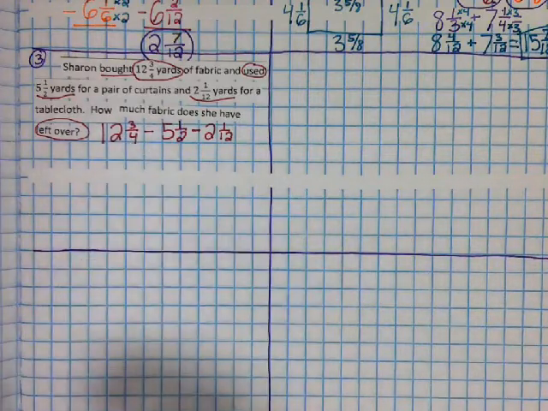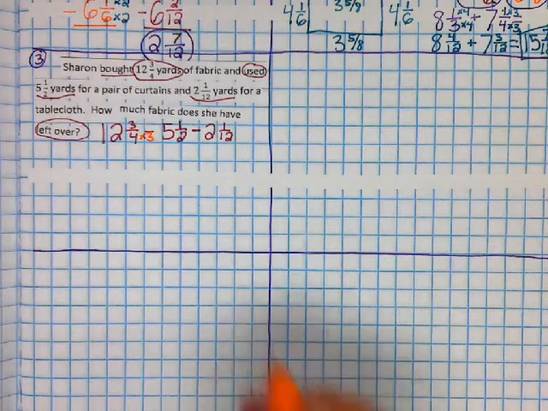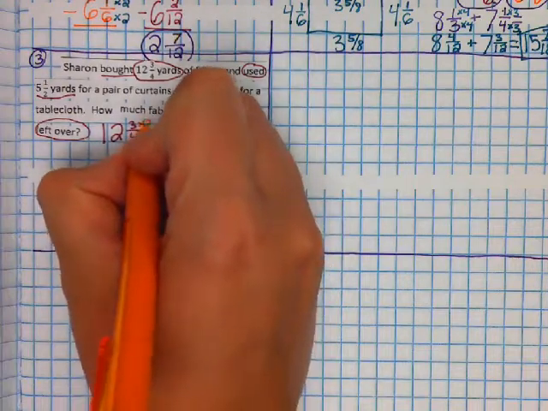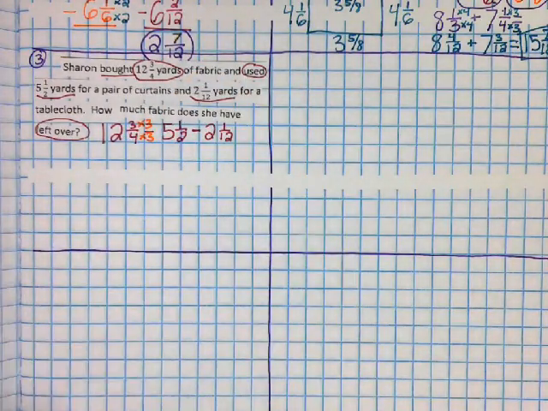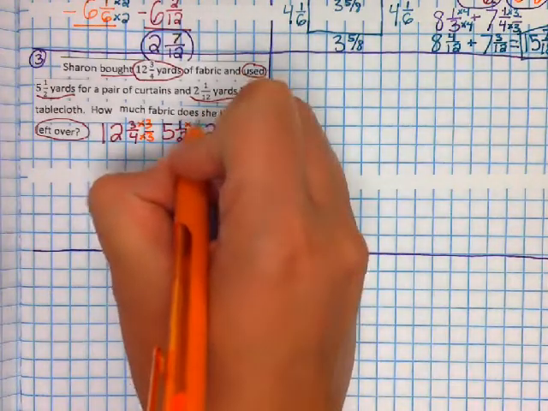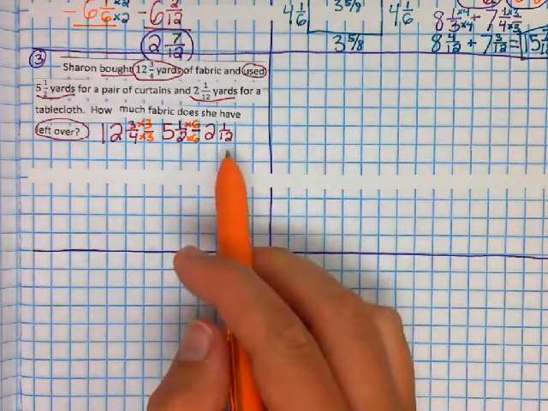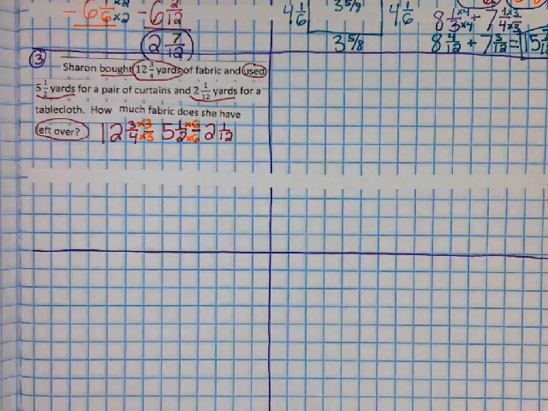4 times what is 12? 4 times 3. What we do to our denominator, we have to do to our numerator. 2 times what is 12? 2 times 6. Whatever I do to my bottom, I have to do to the top. Well, 12 is already the denominator that we want, so we don't need to do anything with that. Let's rewrite our problem.